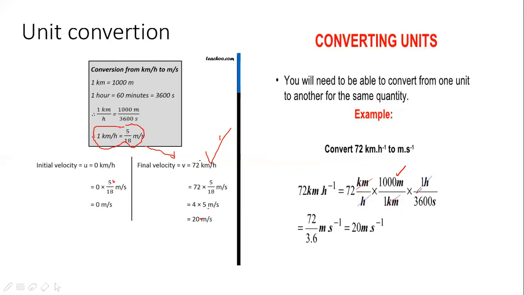So after simplification, you will get 20 meter per second because you will cancel 1000 with 3600 and 72 also, and kilo is cancelled with kilo, hour with hour. Here meter will be left and second will be left. You will get 20 meter per second.